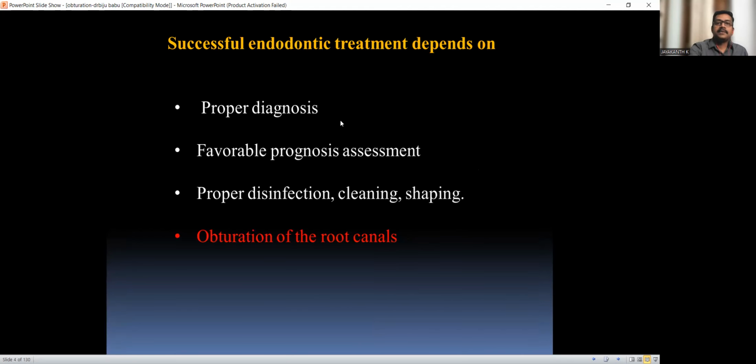Now, successful endodontic treatment depends on the following factors. The first one is proper diagnosis of the condition and favorable prognosis assessment, then proper disinfection, cleaning, and shaping of the root canals, which is followed by obturation of the root canal. So all these factors play a very important role in successful endodontic treatment.